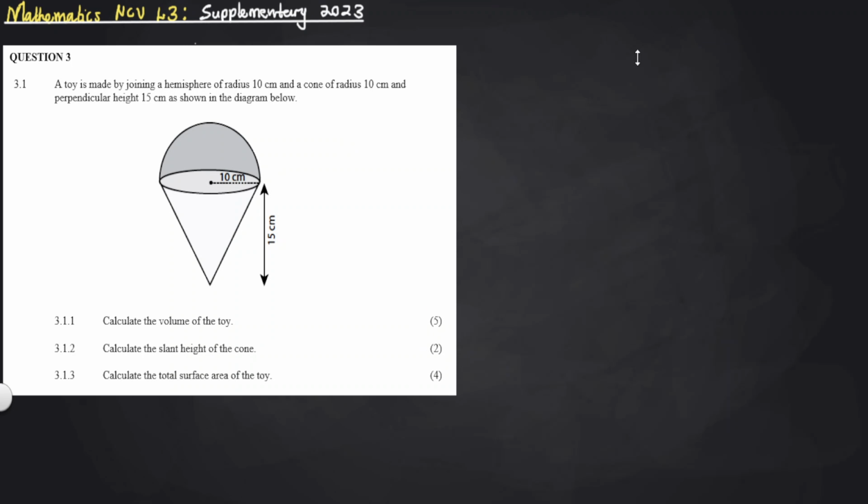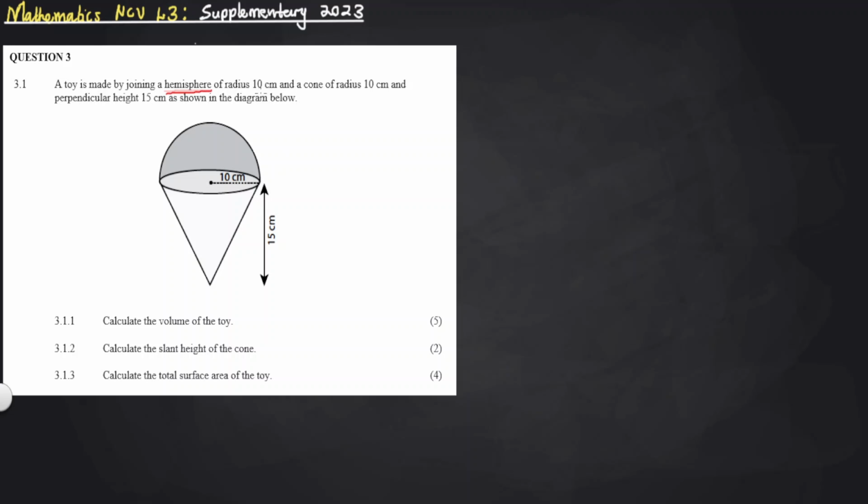Here we are given a toy that is made by joining a hemisphere. Let me underline this word. This is a key phrase in this discussion: a hemisphere. Where am I writing? Oh, I should go up. Okay, so we have a hemisphere. Let me use something a bit bright.